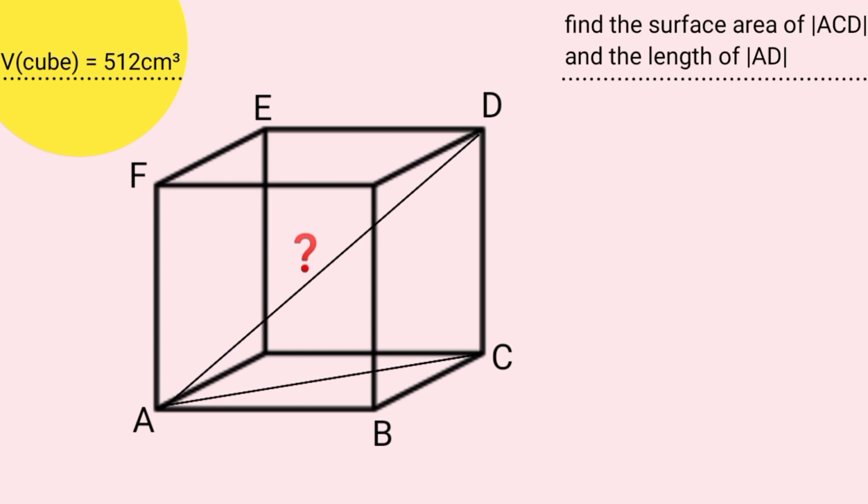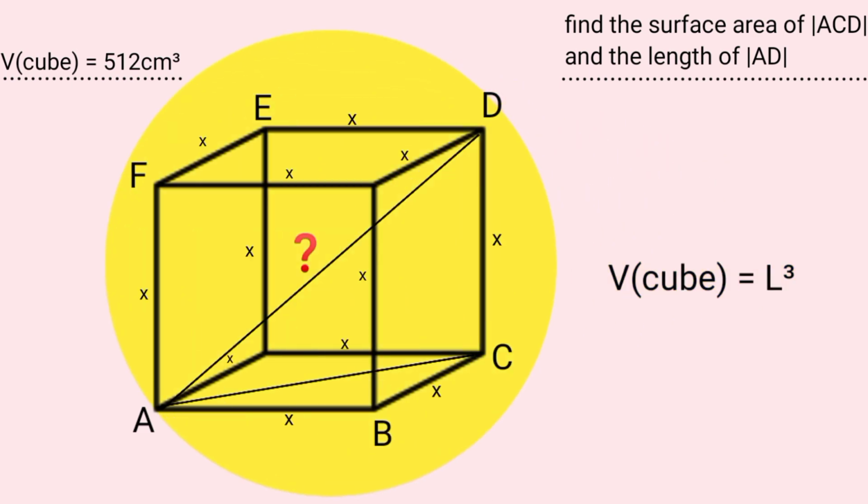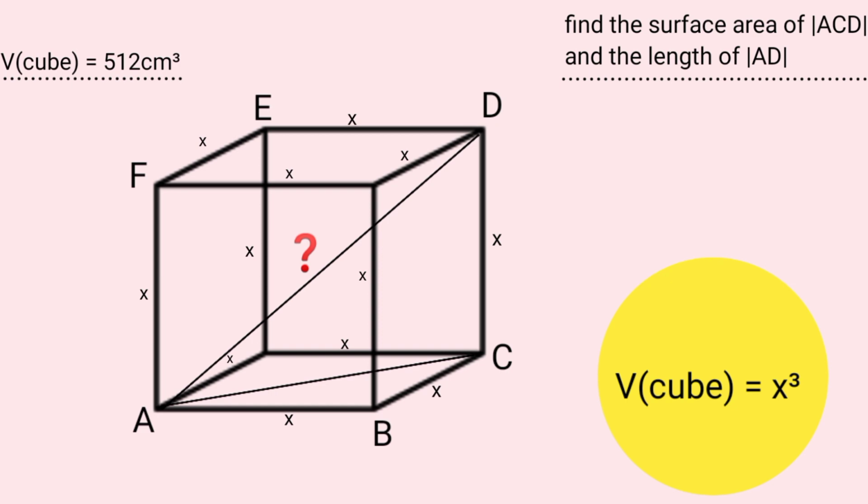We know that all the sides of the cube are equal in length, and the formula for finding the volume of a cube is the length of one of its sides raised to power 3. So let's label the side x each, since they all are equal in length. That means the volume of the cube using this formula here is x cubed. Equating x cubed to 512 centimeters cube, we have x cubed equal to 512 centimeters cube.